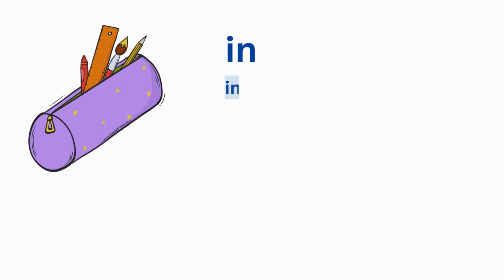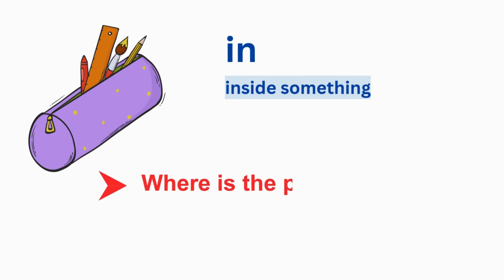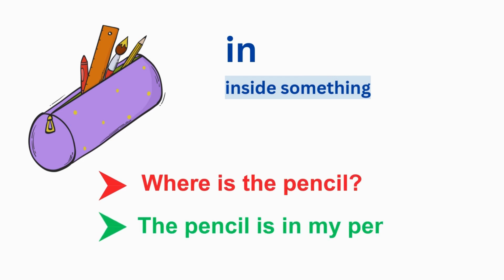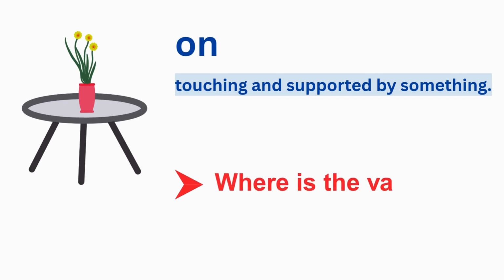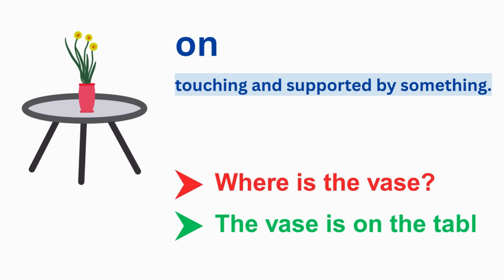In. Inside something. Where is the pencil? The pencil is in my pencil pouch. On. Touching and supported by something. Where is the vase? The vase is on the table.